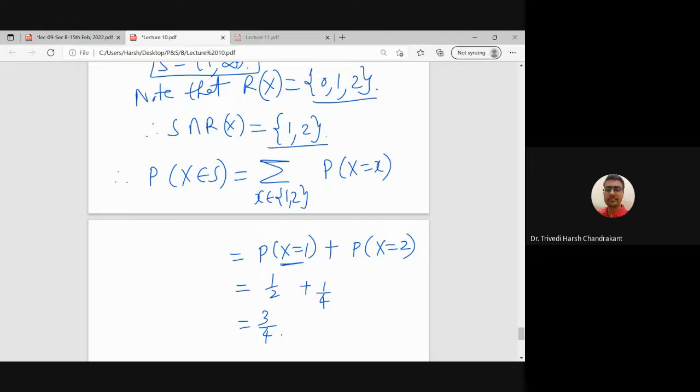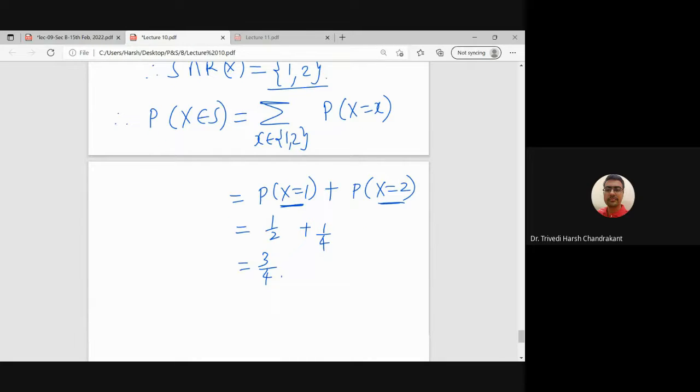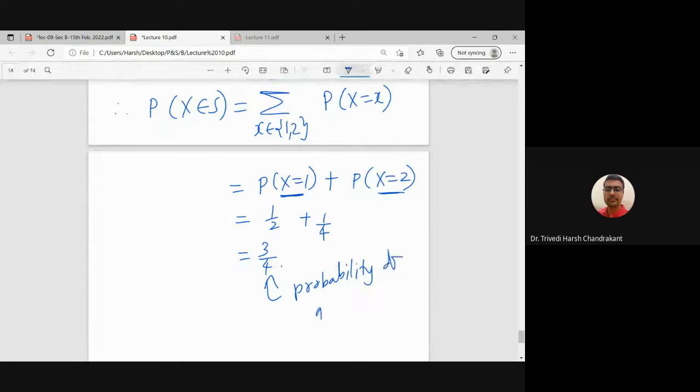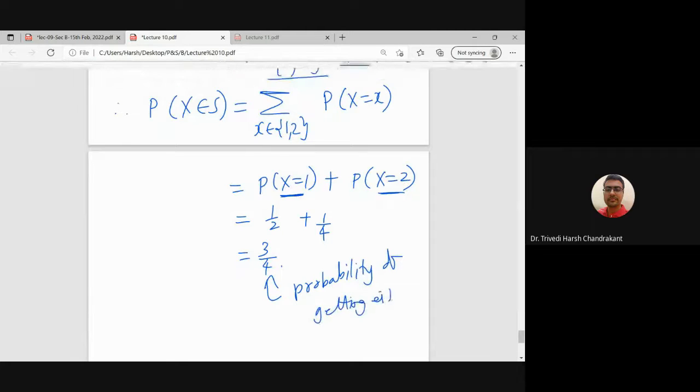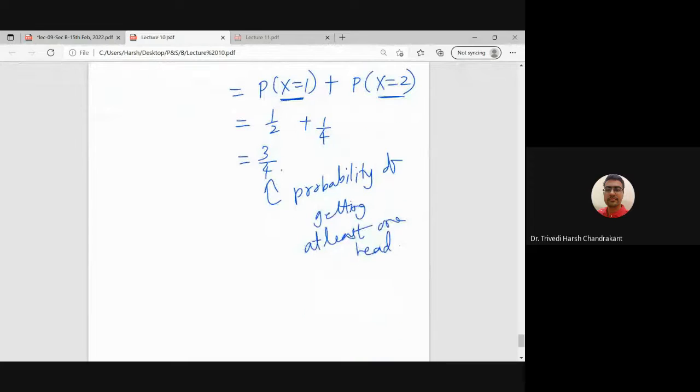So what does this represent? This represents either getting one head or two heads. So that means it is the probability of getting either one head or two heads. That means getting at least one head. Probability of getting at least one head is 3 by 4 in this experiment.